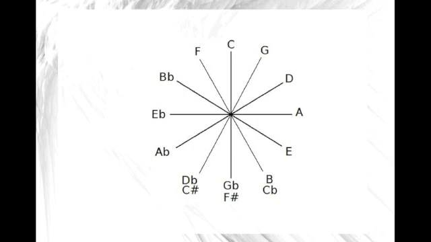So as you're going around the circle of fifths clockwise and gaining sharps, you keep the ones that you've already inherited, and you inherit another one. It's the same with the flats. You do the same thing in the other direction.